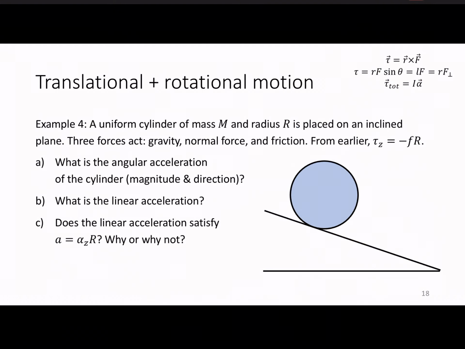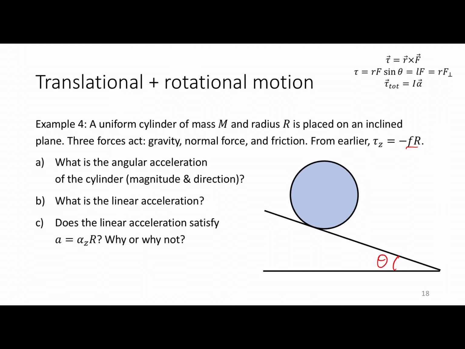Okie dokie. So that's how we're going to do translation plus rotation treated together. And now what I want you to do is go back and think about our previous example. So this is the same thing. I have a uniform cylinder of mass m, radius r on an inclined plane. I don't think I labeled it, but here this angle we're going to call theta. And from earlier, what we figured out is that the torque is into the plane, which is the negative z direction, and it has magnitude F times r.